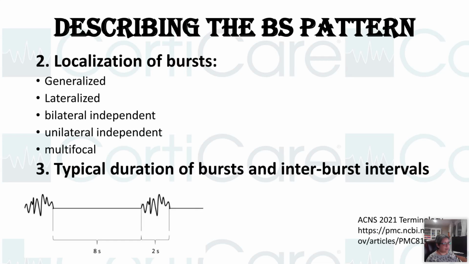The burst can be spikes and sharps. That means epileptic. The burst can be delta theta. So you have to tell your story based on their appearance, their looks, right? And where they are present, which part of the brain they are coming from, right? So we talk about the localization of the bursts. Are they generalized? The bursts, are they lateralized?